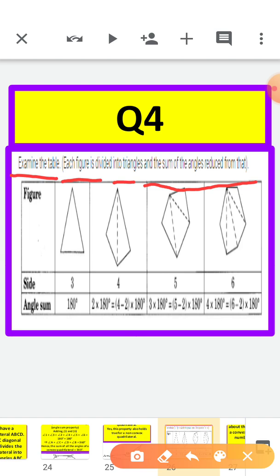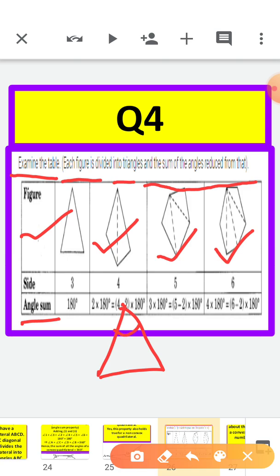Okay, so what you need to do is this: many figures are given, like first a triangle, then a 4-sided figure, a 5-sided figure, and then a 6-sided figure. Now the sides are given to you. Angle sum means, let's take the example of this triangle. When we add these three angles of the triangle, you get 180.